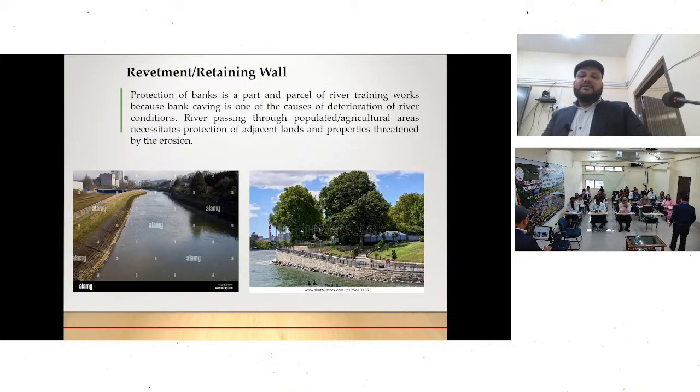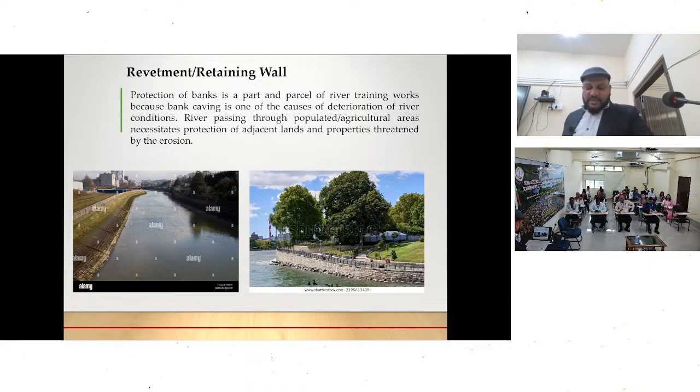Then revetment or retaining wall. We also do revetment works in Majuli. We have been doing a lot of revetment works recently in phase 4. I will show you some pictures. We have done 27 kilometers of revetment work, and it has served the purpose. We also create retaining walls. In Uttarakhand, a lot of retaining walls have been created under FMBP schemes.